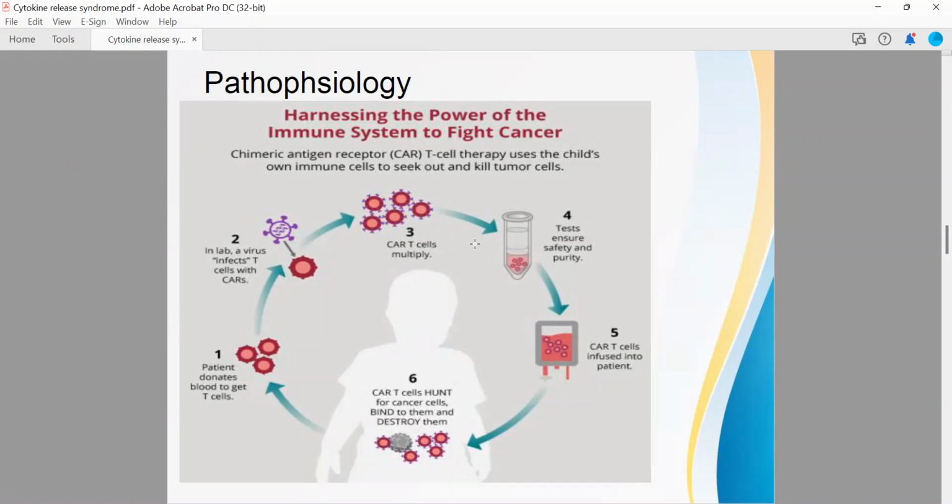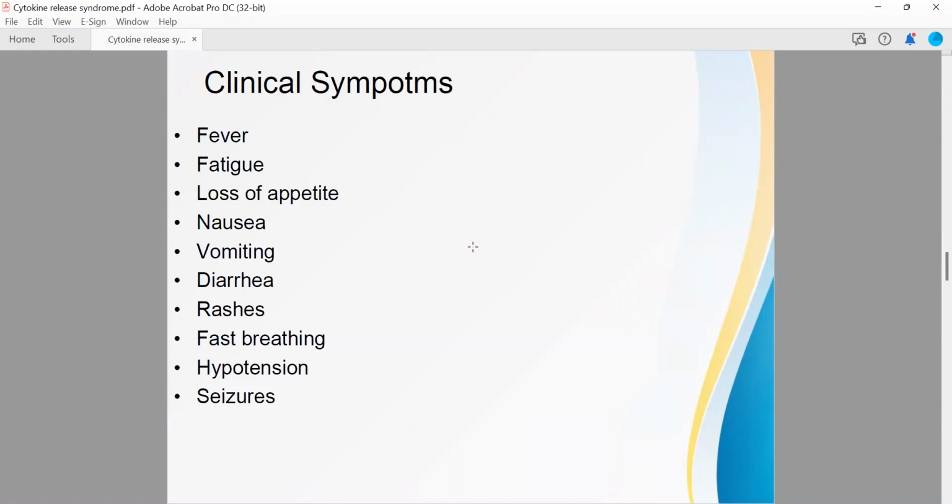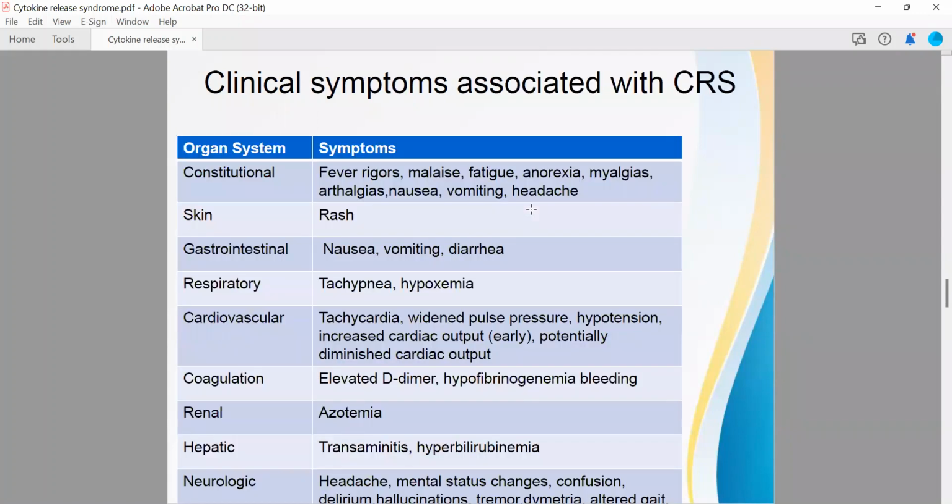Clinical symptoms: how we can recognize CRS. Mainly fever, fatigue, loss of appetite, nausea, vomiting, diarrhea, rashes, fast breathing, hypotension, and seizure. Next, in the chart I have written how it is associated with CRS organ by organ, and how we can recognize it.